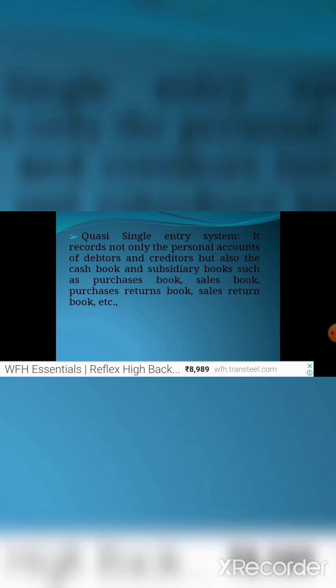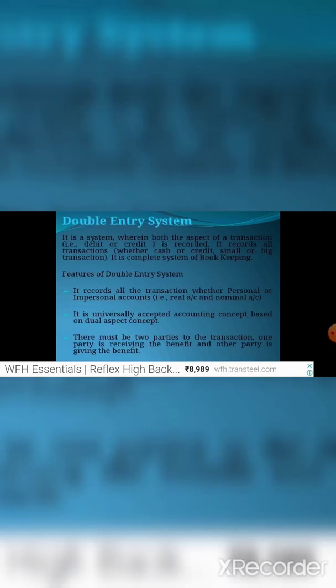In this statement, it explains that quasi single entry system means it records not only the personal accounts of debtors or creditors but also the cash book or subsidiary books. It combines all of this in this system. Double entry system. What are the features of the double entry system?